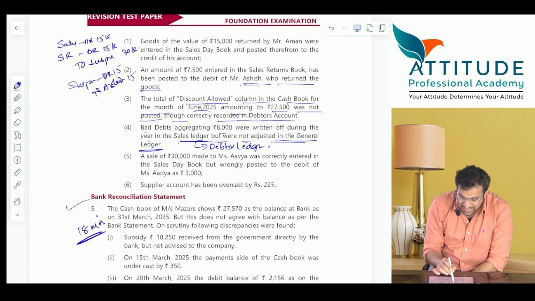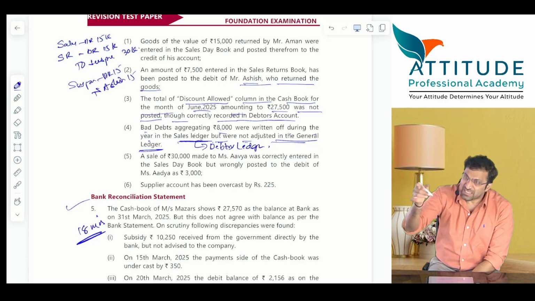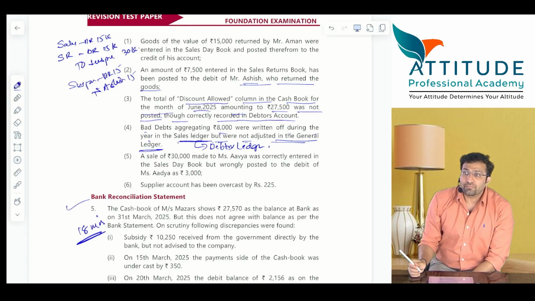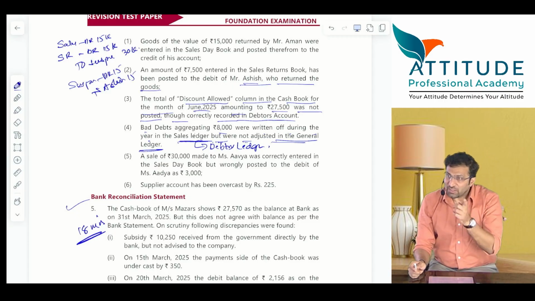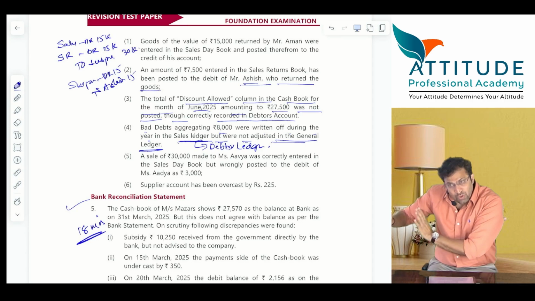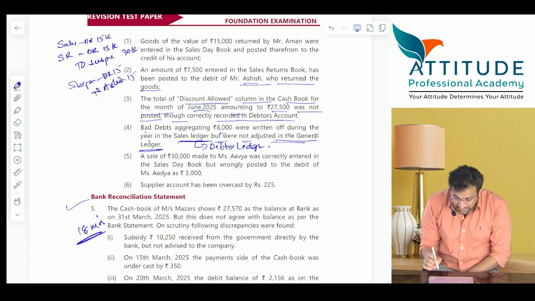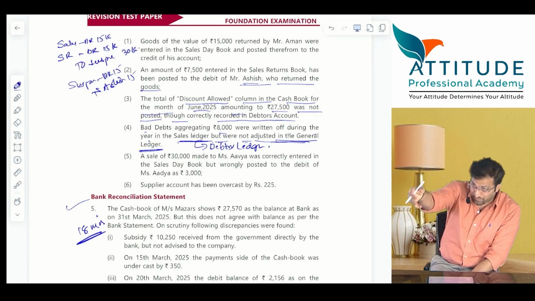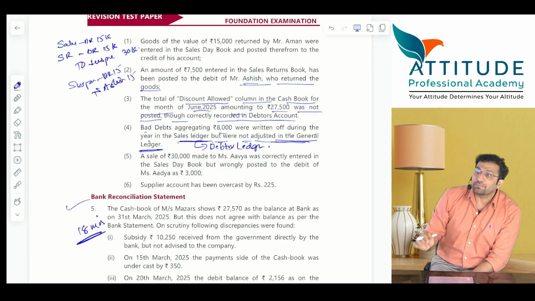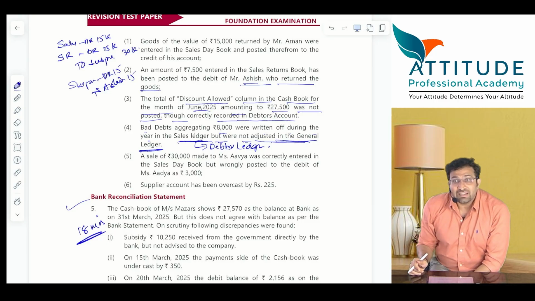What do you mean by sales ledger? You write there, sales ledger means debtors ledger. Means debtors में already हो चुका है. Entry क्या है बोलो? What is the entry for bad debts? Bad debts account debit to debtors. So debtors already credit हो चुका है. But it is not adjusted in general ledger. Means the bad debts account itself is not accounted. समझ में आया? Is that clear?